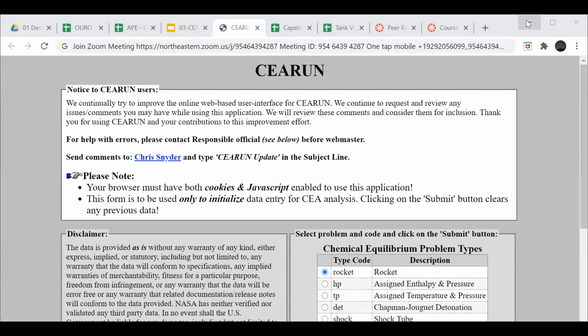It does not give us the length of the combustion chamber, and the actual specifics of the nozzle dimensions are going to be covered next week. Hold on, let me finish. That's not what I wanted to do.